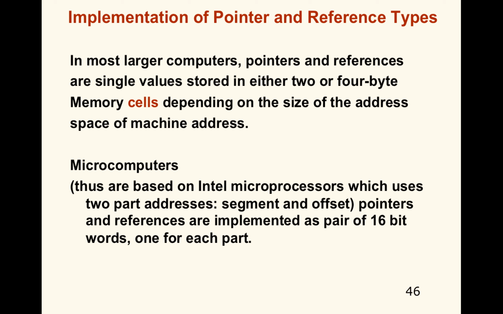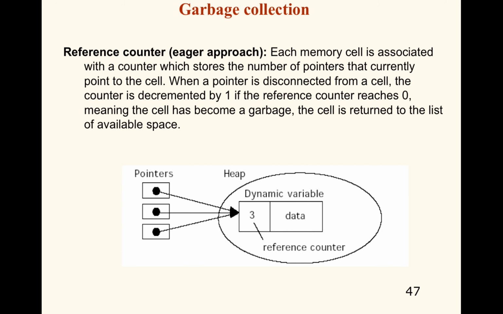Right. Implementation of pointers and reference types: in most of the larger computers, they're single values stored in either 2 or 4 byte memory cells. Nowadays they're just stored as regular variables and they follow the same data types as what we normally have. The same thing is true for Java, by the way. The reference or the pointer uses the same data type concepts, so we don't necessarily need to worry about the number of bytes it's occupying.